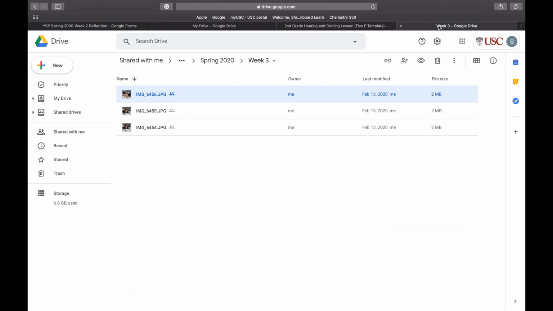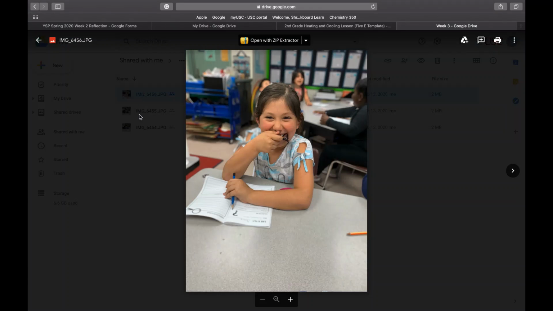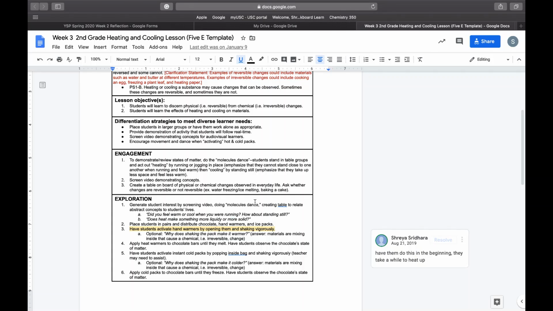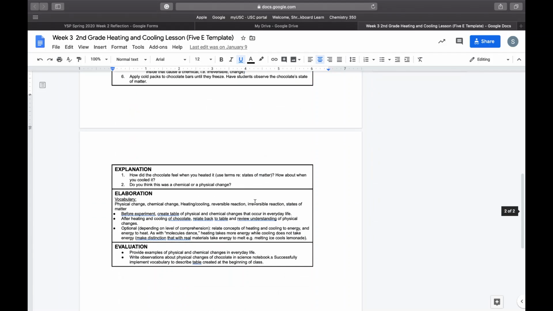And then here's just a picture of a girl really enjoying eating her chocolate bar after she has melted it and refrozen it. And then I just have them write their conclusion saying what happened to the chocolate. And I let them be a little more open-ended and they can write that it looked different or it still tasted the same or whatever they want, just to show that they understand that it changed how it looked based on the temperature it was in, but it didn't change what it was made of.